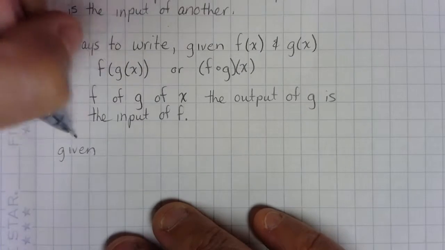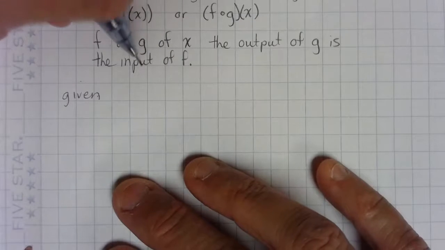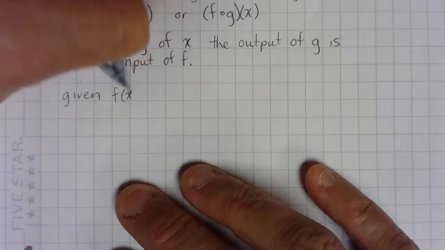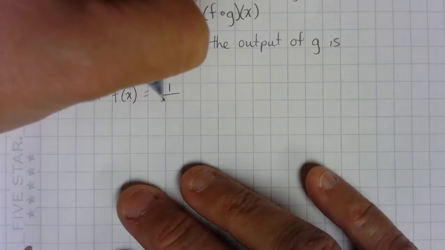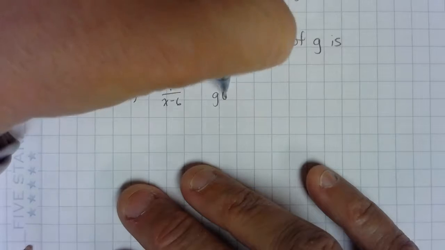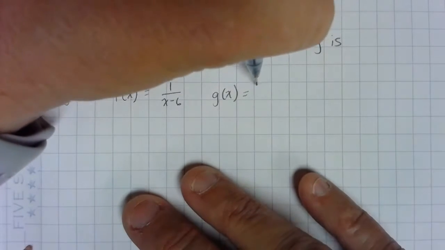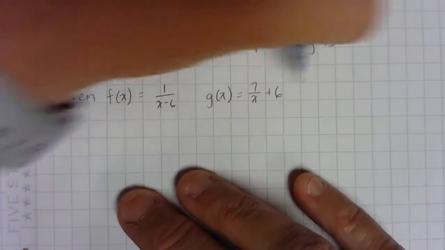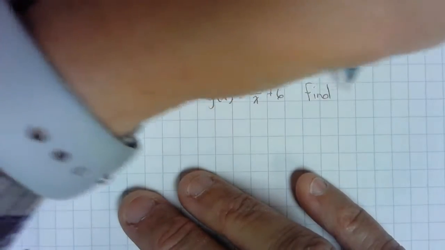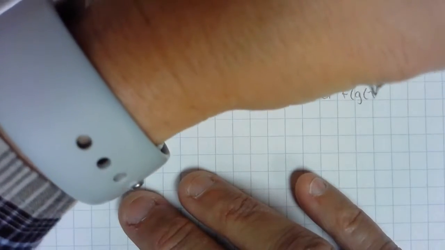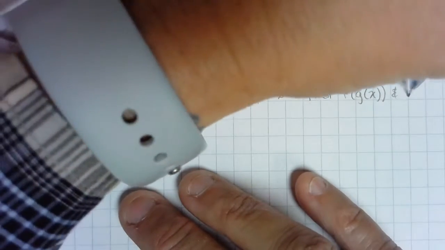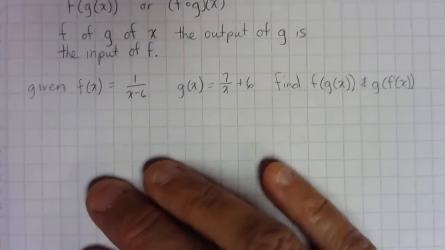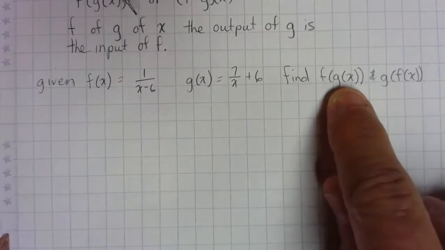Given, this is number 4. Let's do 16. F of x is 1 over x minus 6, and g of x is 7 over x plus 6. They want you to find both f of g of x and g of f of x. So let's do the first one. The first one is f of g of x.